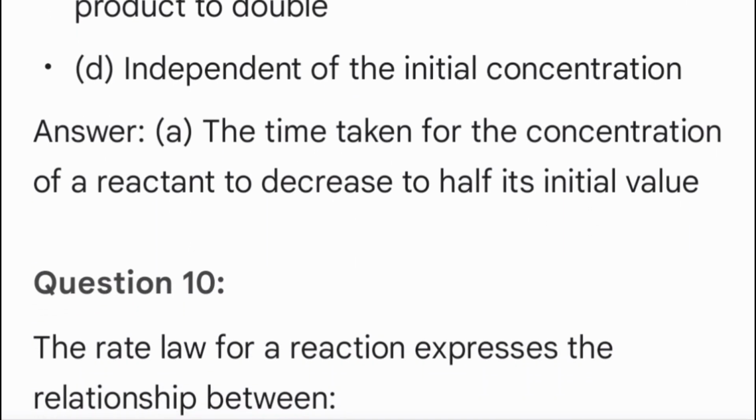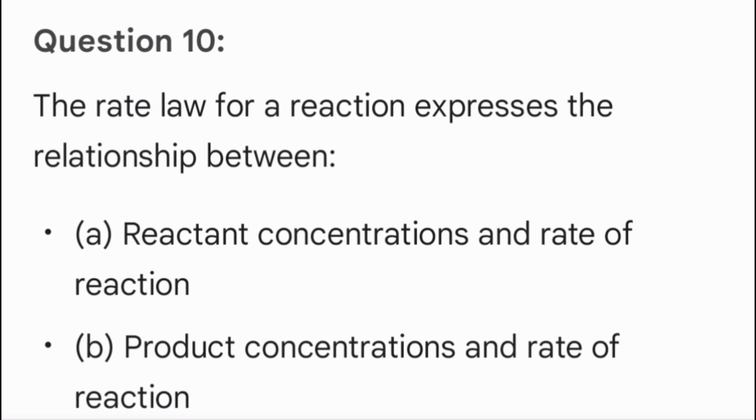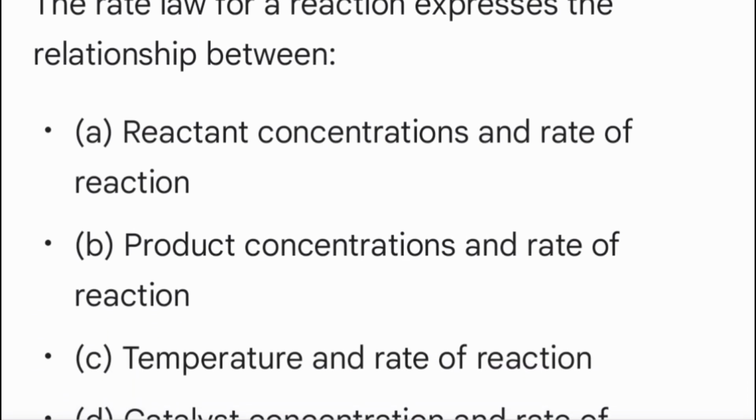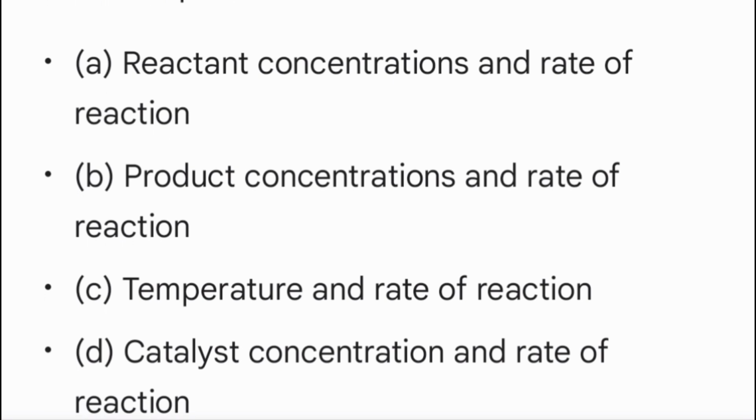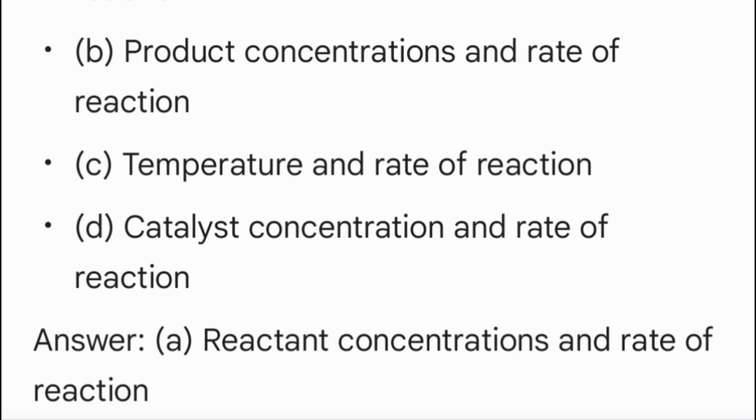Question 10. The rate law for a reaction expresses the relationship between A. Reactant concentrations and rate of reaction. B. Product concentrations and rate of reaction. C. Temperature and rate of reaction. D. Catalyst concentration and rate of reaction. Answer. A. Reactant concentrations and rate of reaction.